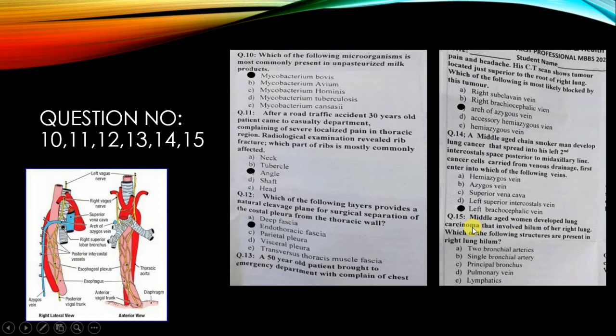So moving to question number 15. A middle-aged woman developed lung carcinoma that involved the hilum of her right lung. Which of the following structures are present in the right lung hilum? Two bronchial arteries, single bronchial artery, principal bronchus, pulmonary vein, or lymphatics?